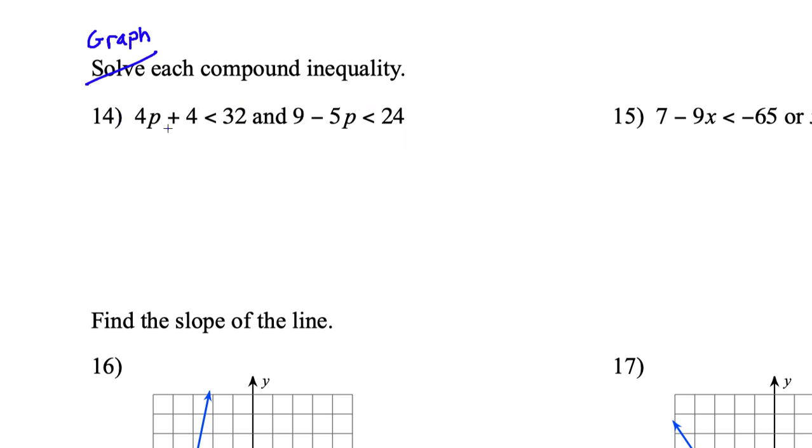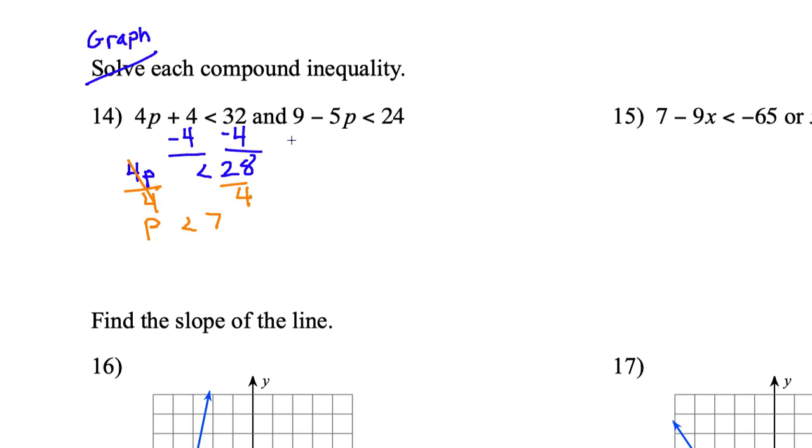So solving the left inequality, I have to subtract 4 on both sides, subtract 4. And that's now giving me 4p is less than 28. From there, I'm going to divide both sides by 4. That cancels out my 4s, and now p is less than 7. So that's good. I'm going to graph that in a second, but I want to first solve my inequality on the right-hand side as well.